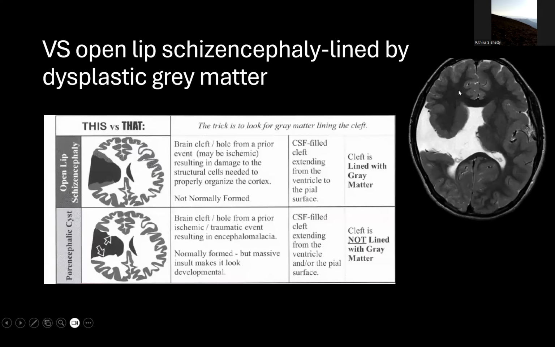So this is open lip schizencephaly. We can see it is communicating with the ventricle, but it is lined by dysplastic gray matter. This is again the same, summarizing both the differences.